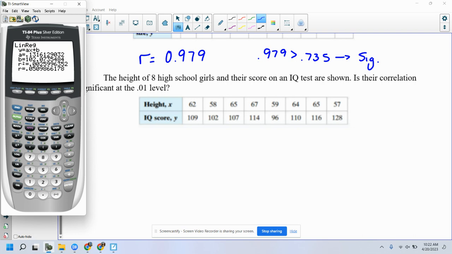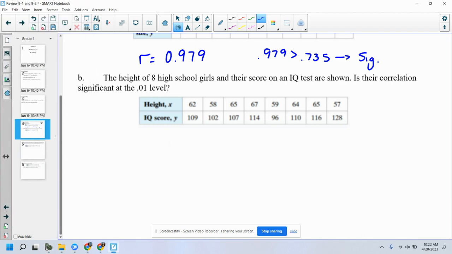That's bad. Our R value is 0.05. Is that a strong correlation? No. Very weak. So how does that relate to my data? We can say that there's relatively no correlation between height and IQ score. That should have been expected, right?